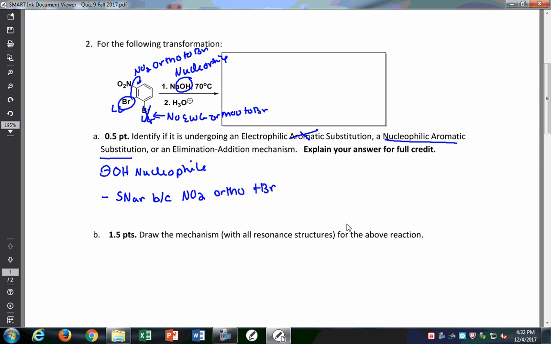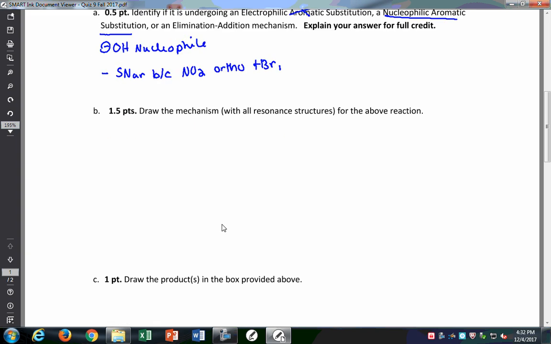So I'm just going to label this BR1 versus BR2. So that's where the reaction's going to occur. So now we're going to draw the mechanism of this. The other bromine's just going to hang around for the ride.